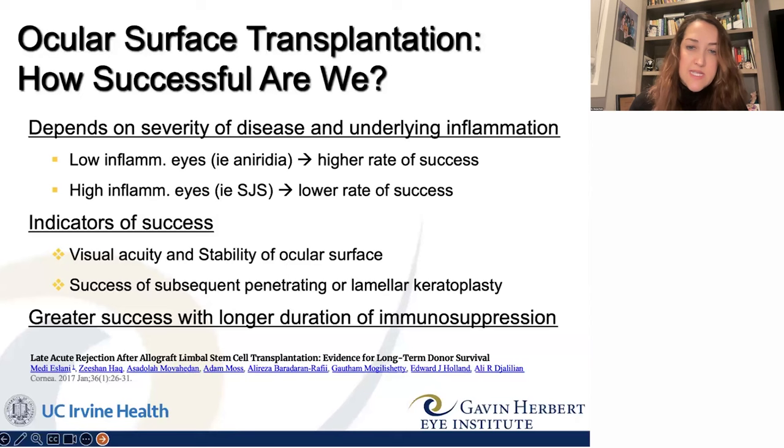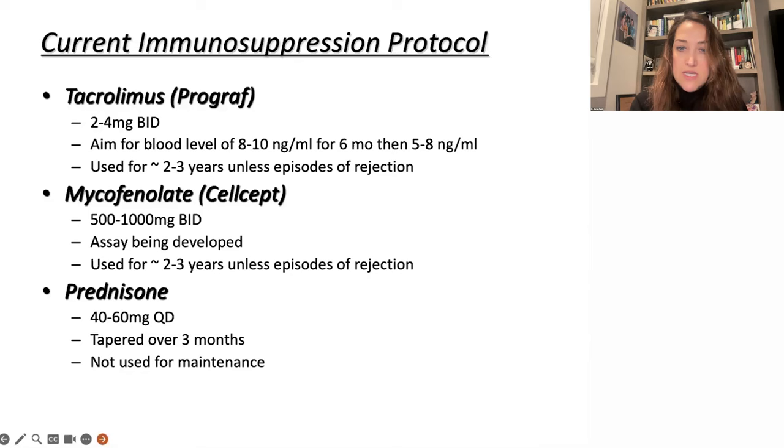And our immunosuppression protocol is very similar to kidney transplant immunosuppression. So we start them on Prograf or tacrolimus, mycophenolate or CellCept, as well as prednisone orally. The oral prednisone is what we taper off the most rapidly. So within about 3 months, we try to get these patients off of the prednisone and then maintain them on the tacrolimus and mycophenolate long-term.